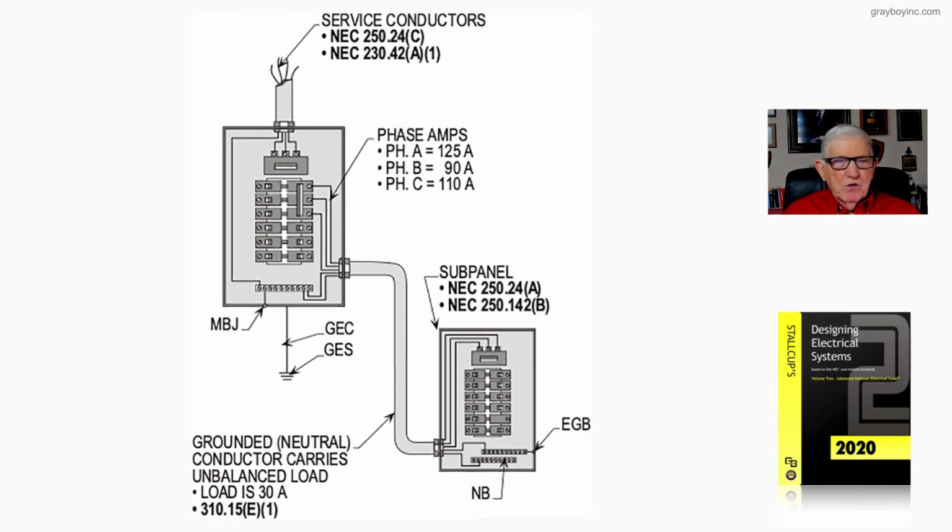Now notice the grounded neutral conductor carries an unbalanced load of 30 amps in accordance with 310.15(E)(1). In our next illustration, we're going to show the formula we need to perform such a calculation to see how we come up with that 30 amps.